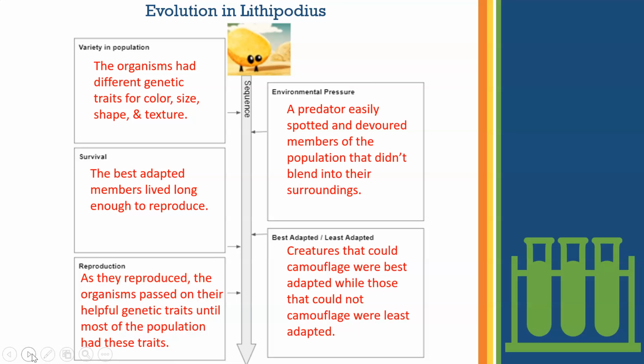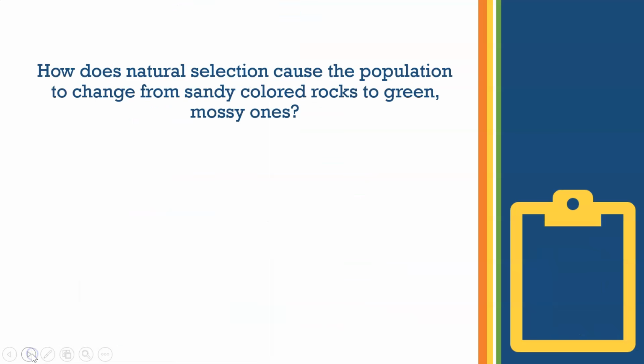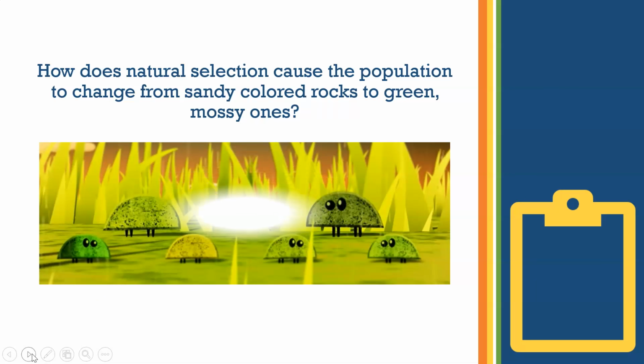But here's something for you to think about. The population didn't stay looking like sandy rocks. The organisms evolved once more. This time, most of the members changed to resemble green, mossy rocks. How did natural selection operate to cause this change?